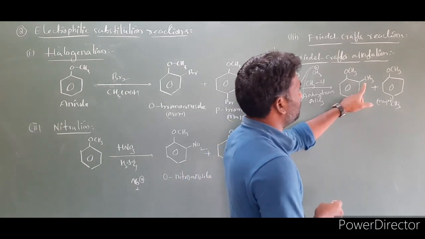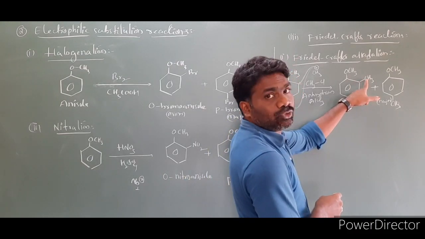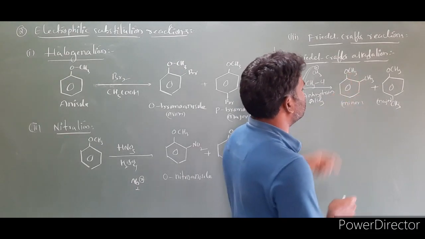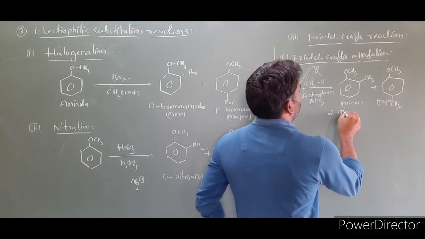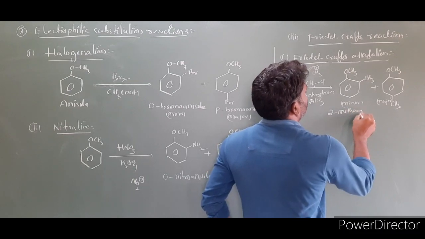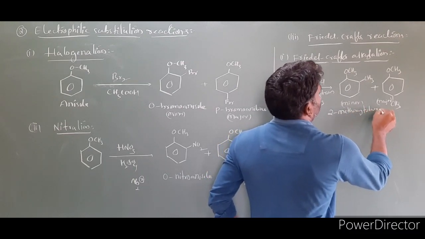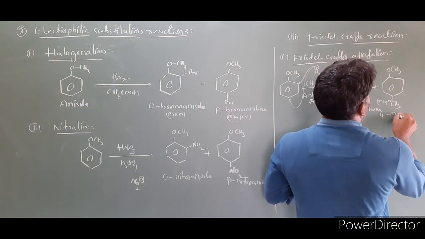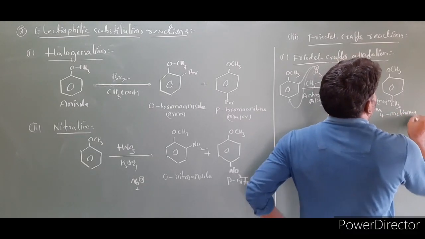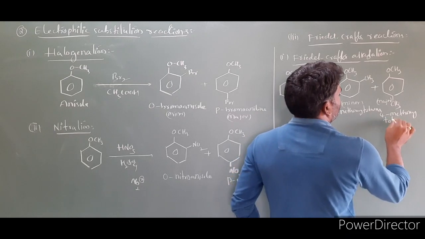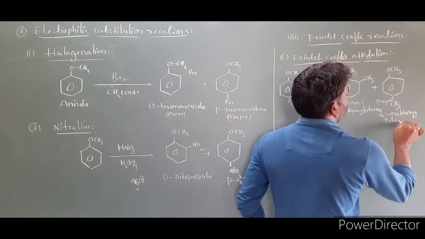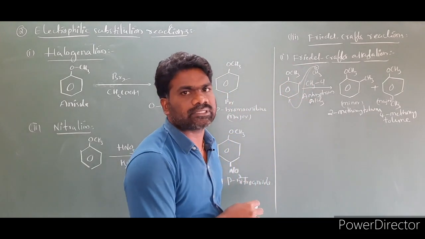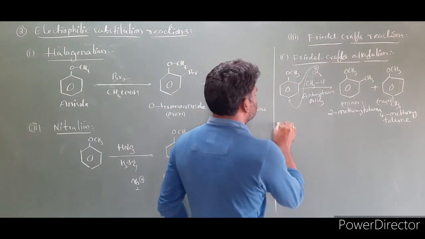Now what is the name of this compound? Upon the benzene ring a CH3 group is there, so we have to name it as a toluene. So this is 2-methoxytoluene, and this is 4-methoxytoluene.